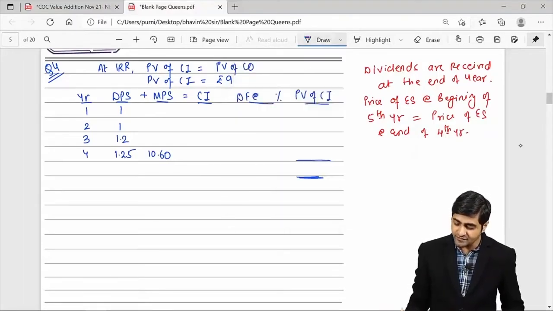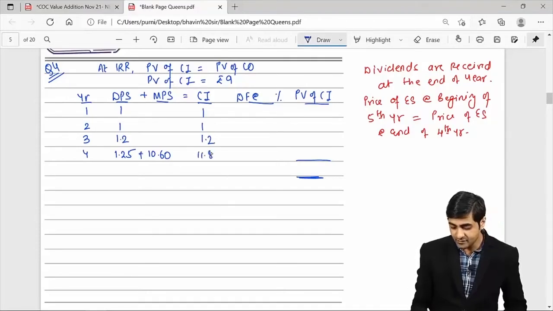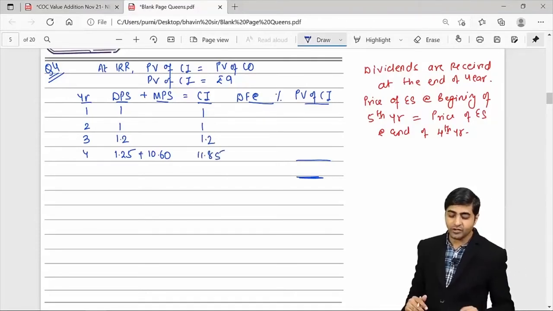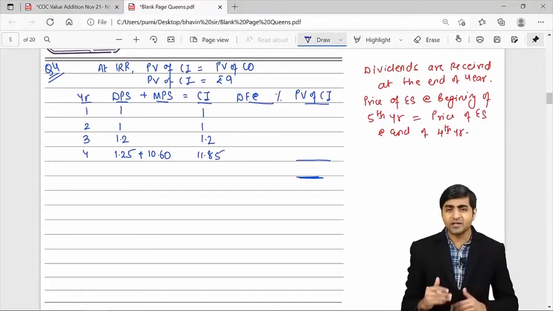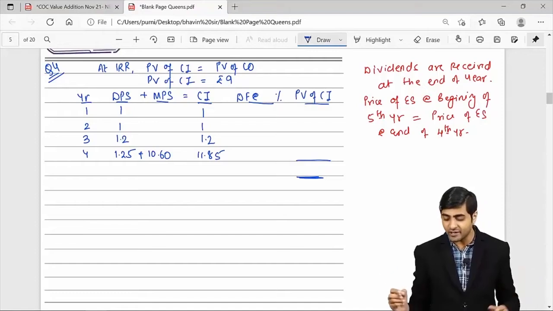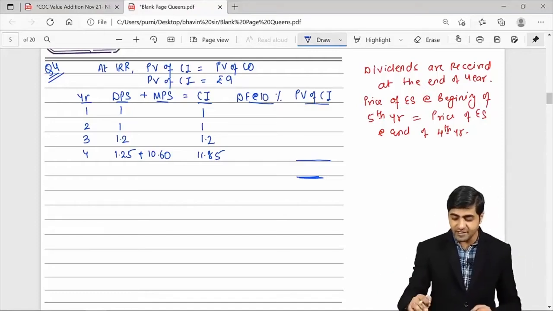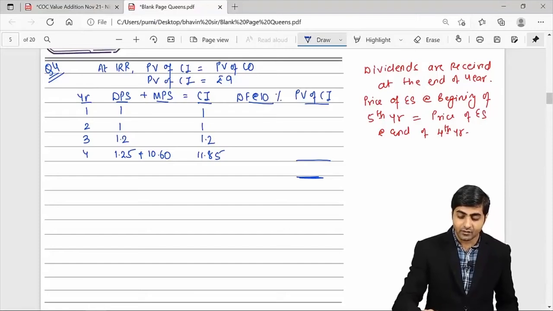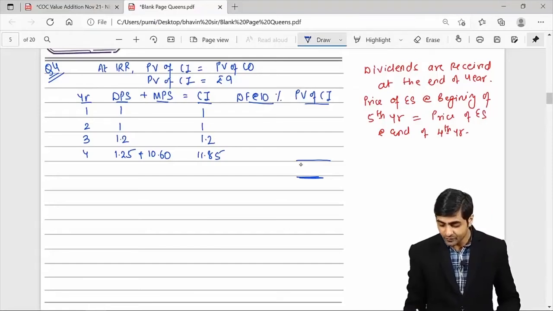So now my dear students, we will be having the cash inflows as 1.2 and then there is 11.85. Now what will be the discounting factor? So using trial and error method, let us start it at 10% and let us see what is your PV of CI. So guys, this will be coming as your rupees 10.73.